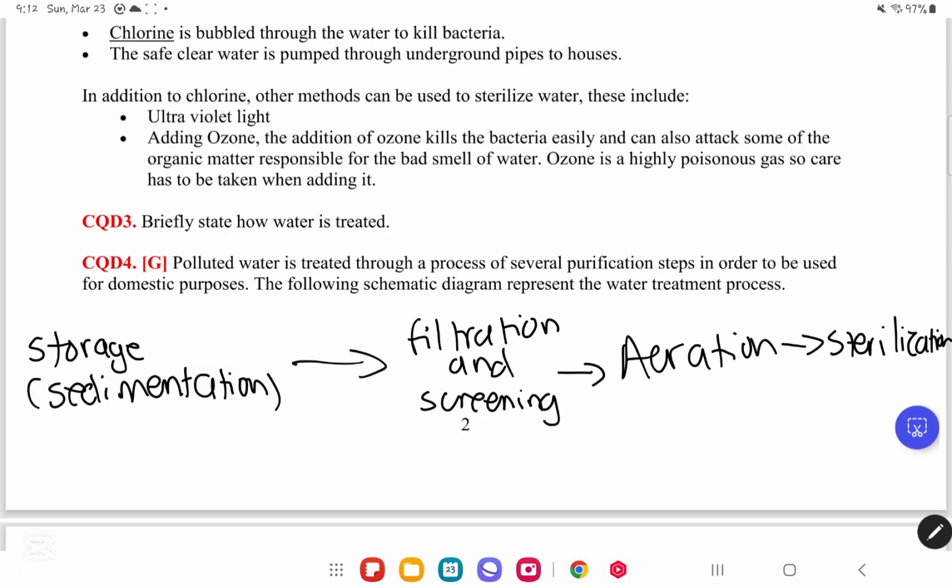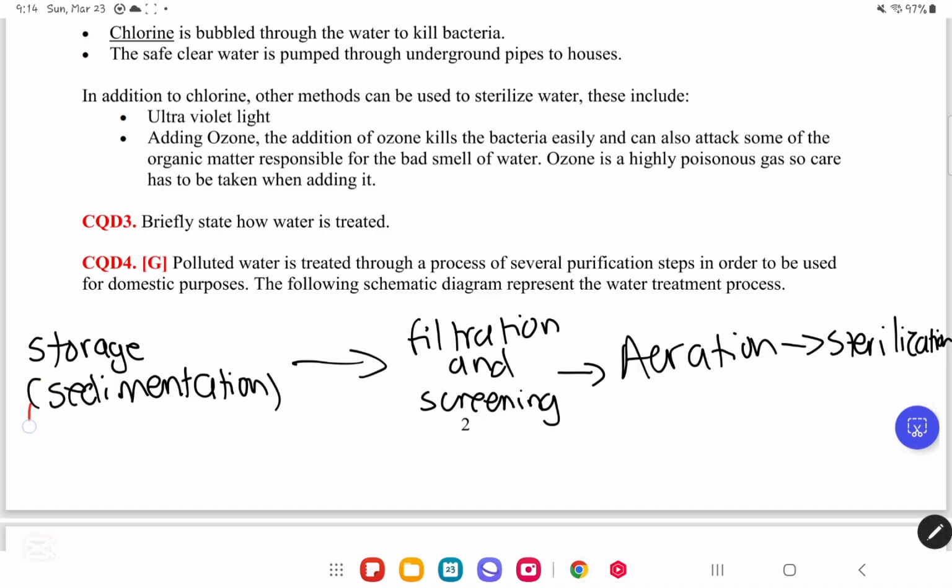We first start off with storage or sedimentation. We store the water so that the insoluble impurities will settle all the way to the bottom. This is called sedimentation. They will form sediments and then you can collect them. After that, you will move on to the process of filtration and screening, where you remove the solid insoluble impurities. Then for aeration, I believe this is probably the addition of carbon to make the taste cleaner, or to remove the weird taste from water. And then finally sterilization, which is the removal of bacteria by adding chlorine or ultraviolet light or ozone, and you will kill the bacteria.